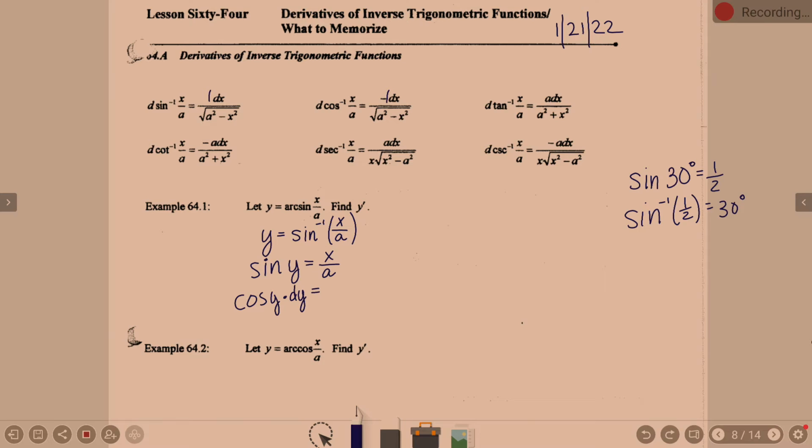What about the derivative of x over a? 1 over a, because a is a constant, right? So when we talk about x over a, that's the same as saying 1 over a times x. Does that equivalency help there? And so what's the derivative of 1 over a times x? That constant of 1 over a times dx.